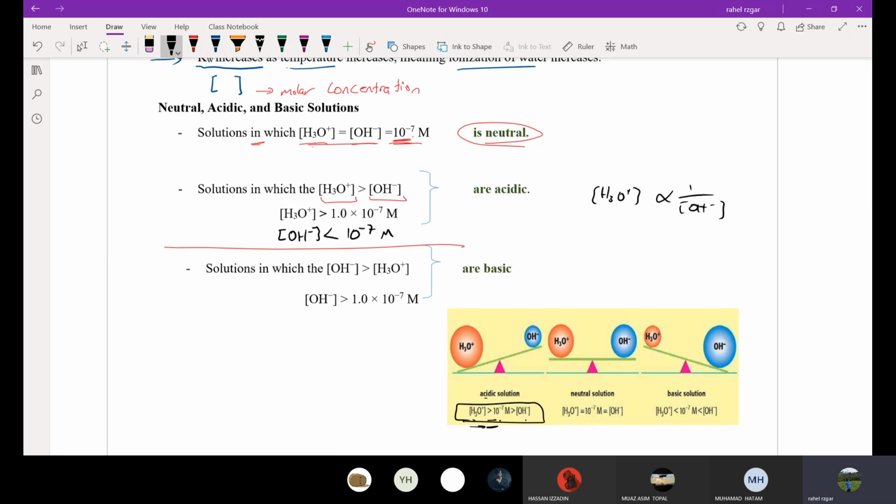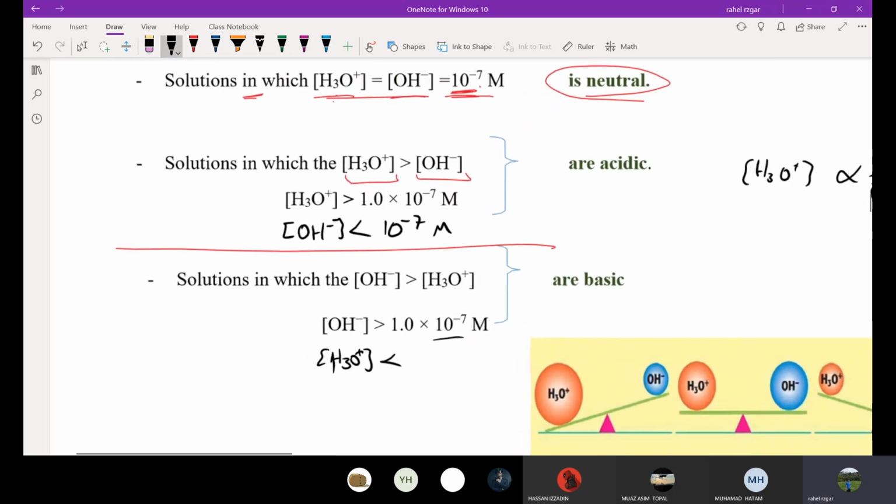If OH is bigger than H3O, this time, OH is bigger than 10 to the power minus 7, or if H3O is smaller than 10 to the power of minus 7 molar, then it's basic.